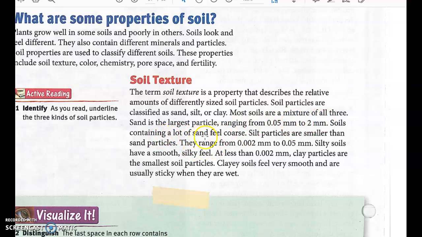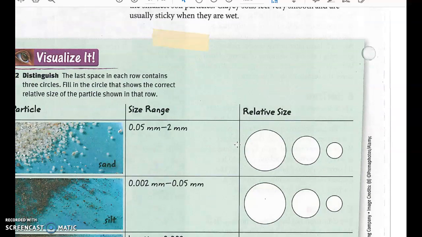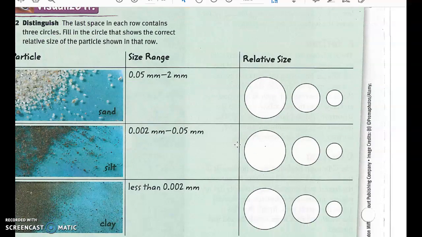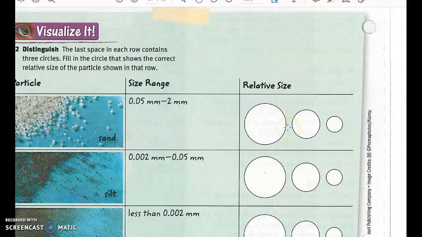Soils containing a lot of sand feel coarse. Silt particles are smaller than sand particles. They range from 0.002 to 0.05. Silty soils have a smooth, silky feel at less than 0.002 millimeters. Clay particles are the smallest, and they feel very smooth and usually sticky when they are wet. So here's kind of a size comparison for you.